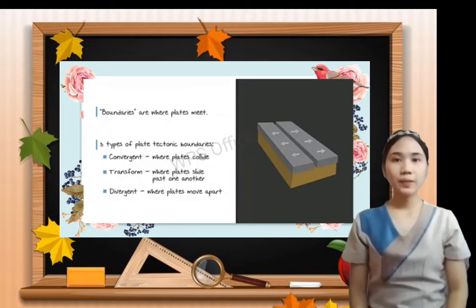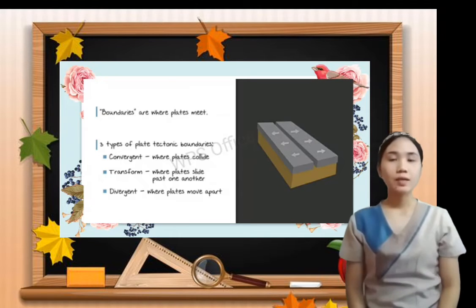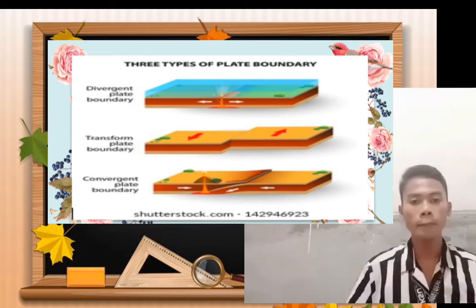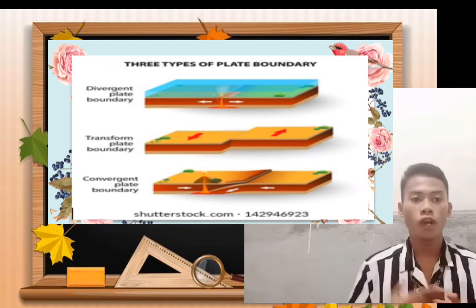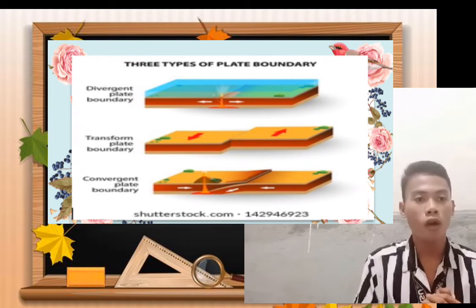Three types of plate tectonic boundaries. So first, convergent, where plates collide. Second, transform, where plates slide past one another. The third is divergent, where plates move apart. So now we have three types of boundaries.